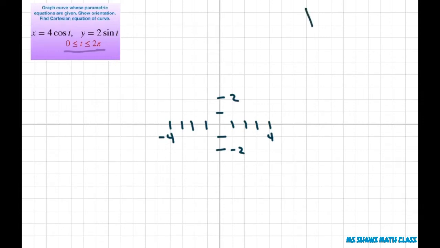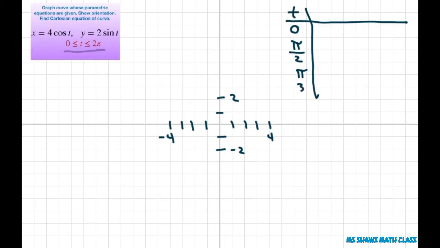So let's look at t, and if our t starts at 0, we'll do 0, pi divided by 2, pi, 3 pi divided by 2, and then we go all the way to 2 pi. So for your x, and then we have our y, and then you have your xy.